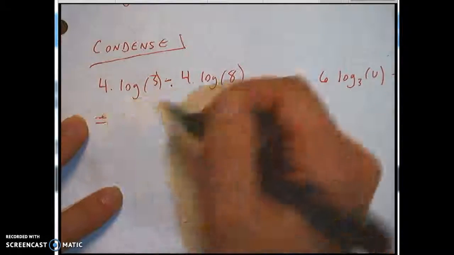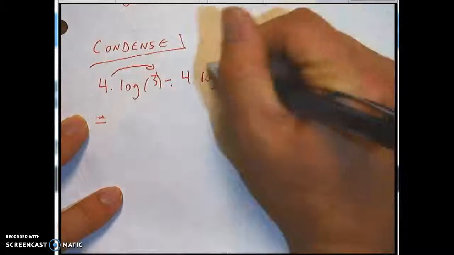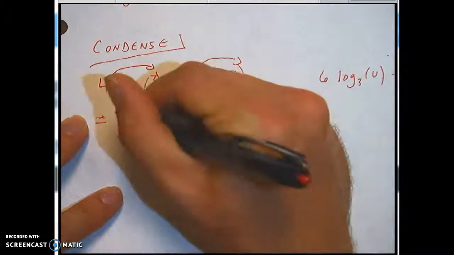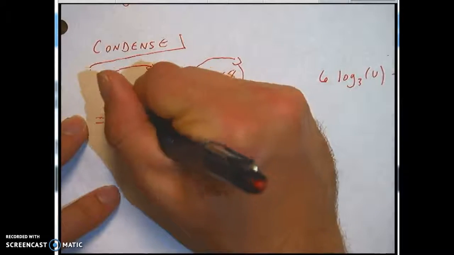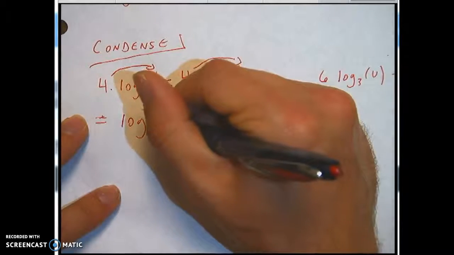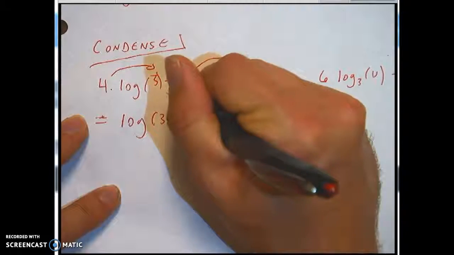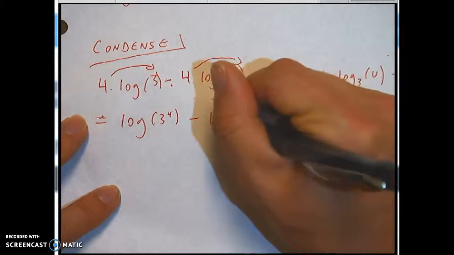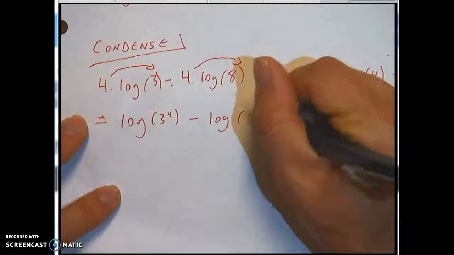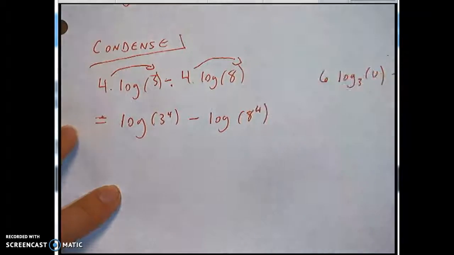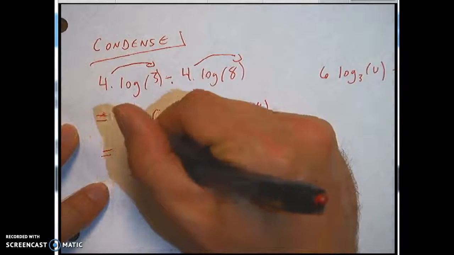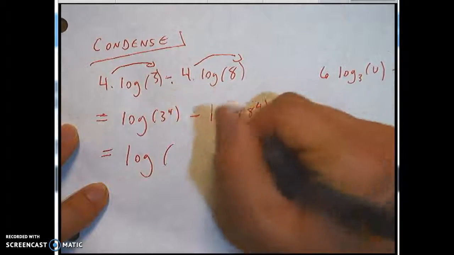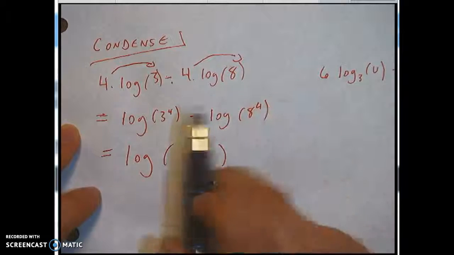So that 4 is just going to move up there into the exponent because we can't condense them if there's anything in front of the logarithm. So I'm going to change this into log of 3 to the 4th power minus log of 8 to the 4th power. And I can rewrite that now into a single logarithm, base 10. And that's an important note.